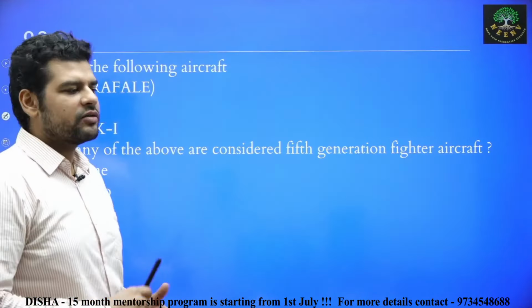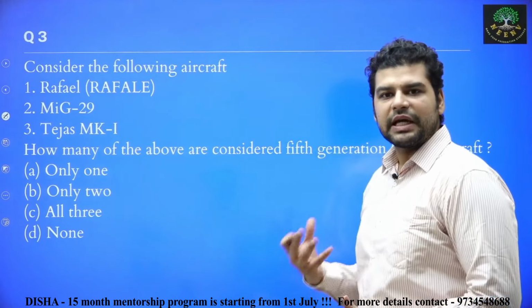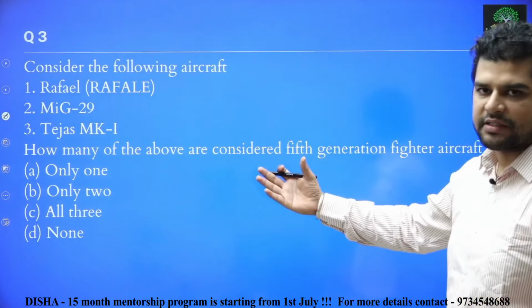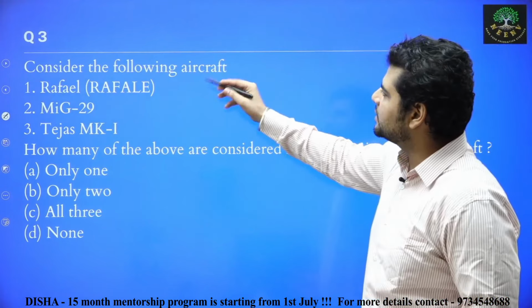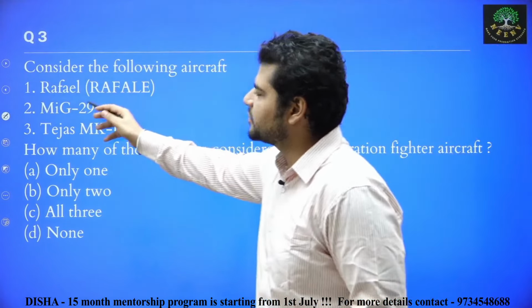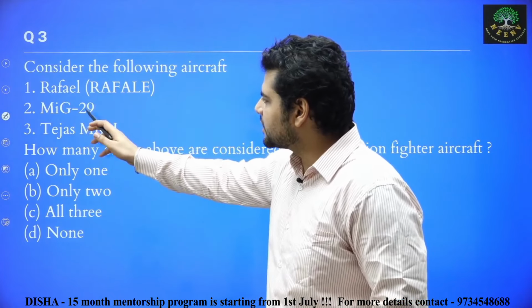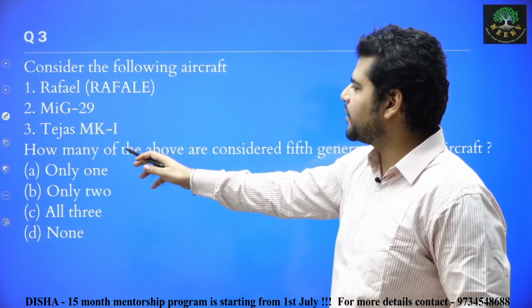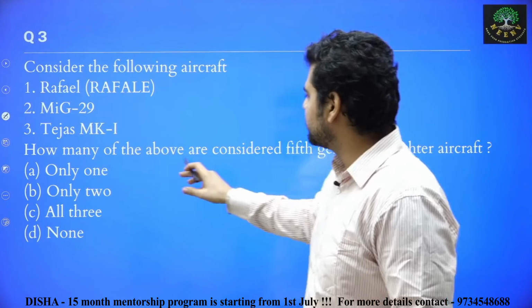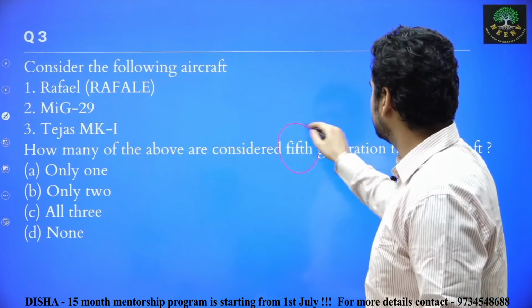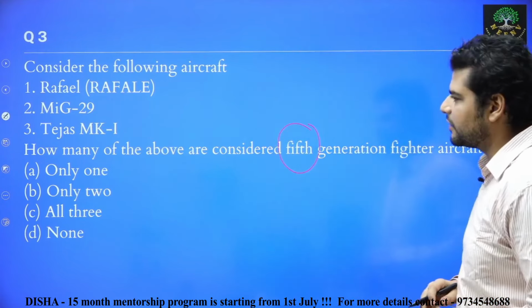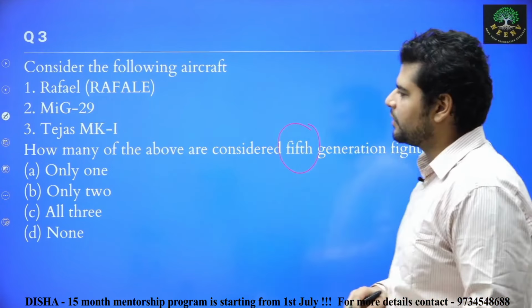Now this question is about defense equipment and they have not asked about missiles this time, they have asked about fighter jets. So the question says, consider the following aircrafts. There is a spelling mistake in the paper itself. It is Rafale. First is Rafale, second is MiG-29, third is Tejas Mk1, Mark 1. How many of the above are considered fifth generation fighter aircrafts? Only one, only two, all three, none, right?